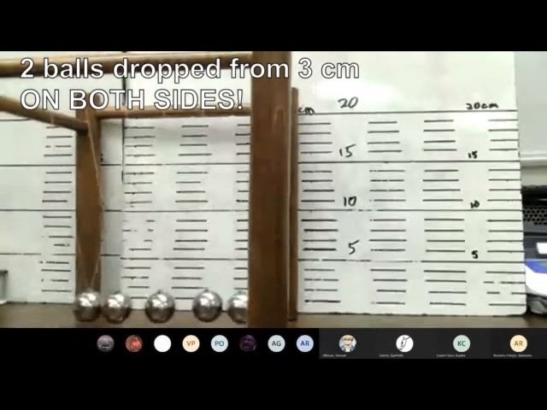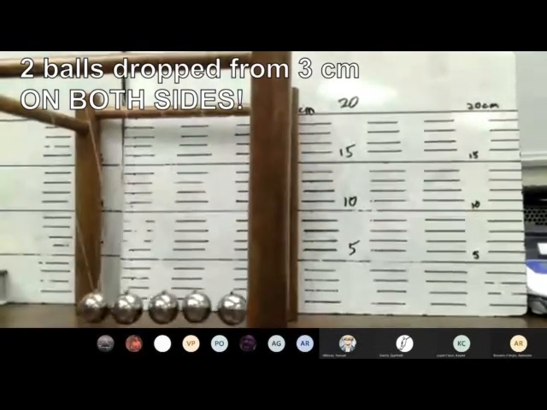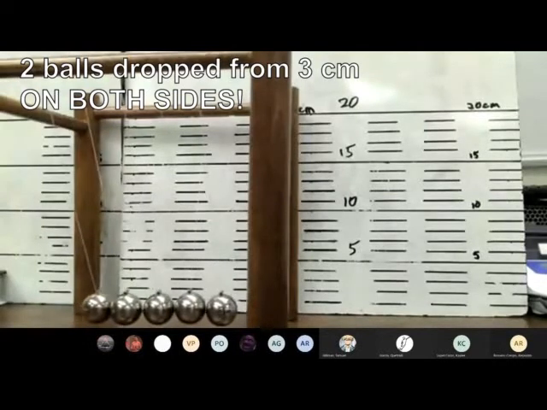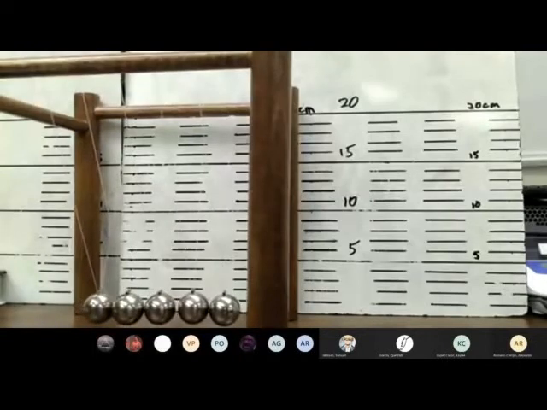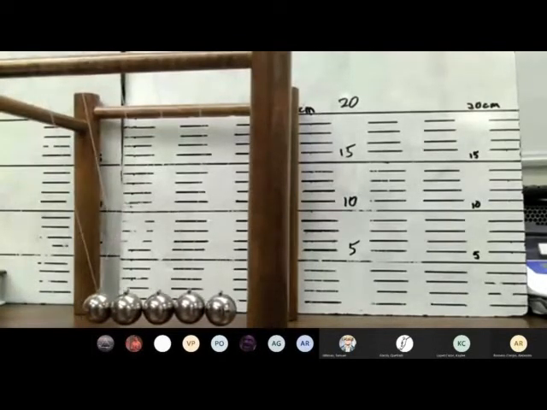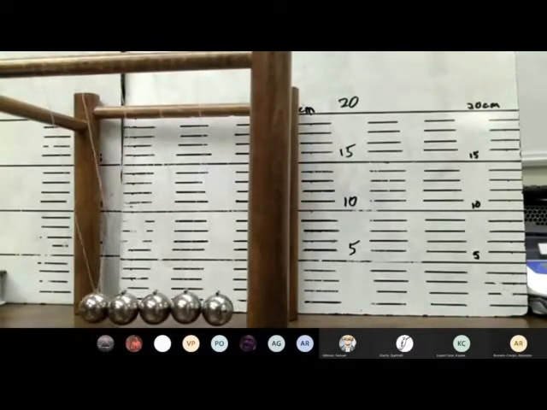Did you get your measurements? Give me a thumbs up or tell me that you got it. Do I need to repeat it or are we okay? Okay. Does anybody else have a different measurement that they need to get? So let's go back. Let's go back to this.